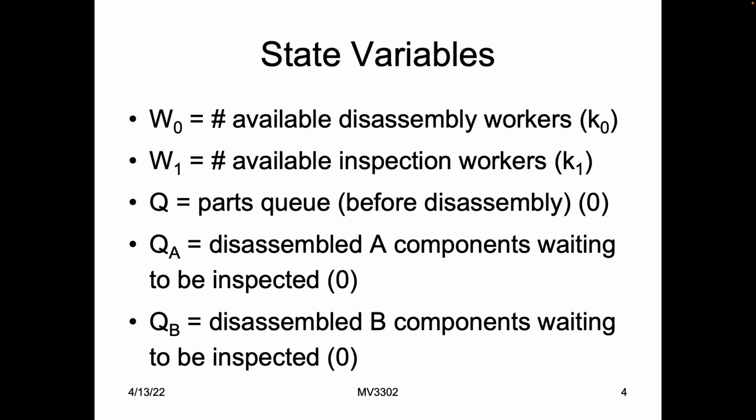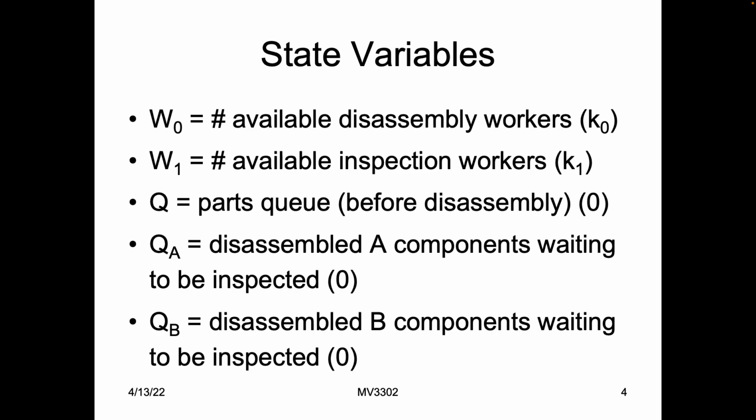Okay, so state variables, motivated by what we've done so far. We have the number of available disassembly workers and the number of available inspection workers. And as you saw in the last written assignment, that's an arbitrary choice. We could have chosen to say the number of busy disassembly workers and the number of busy inspection workers, or some combination of those. Neither one of those is more right than the other.